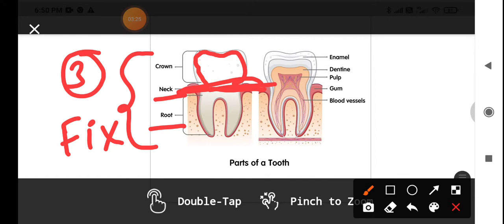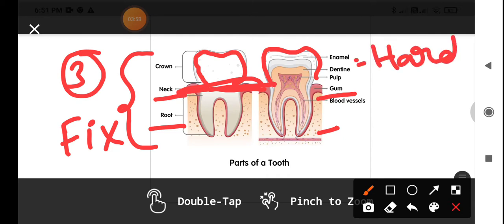Now in detail, when we see, the root can be seen very clearly in the next picture. The root is fixed in the gum. So here you can see the gum. And it has the upper layer in the crown part. The white color hard layer is known as enamel. It is the hard covering of the crown, and it is protecting. It's the hardest part of your teeth, and it's known as enamel. So this enamel protects the tooth. It's giving protection to your tooth.